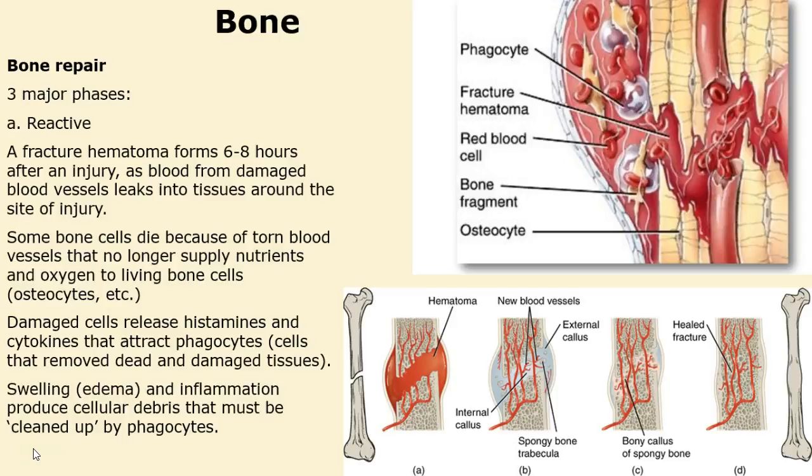Damaged cells release histamines and cytokines, and that occurs all over the body. Whenever we have an injury, we're going to get histamines and cytokines. And they're going to attract phagocytes, which are white blood cells that remove dead and damaged tissue. Those are the cleanup crew. I mentioned edema.